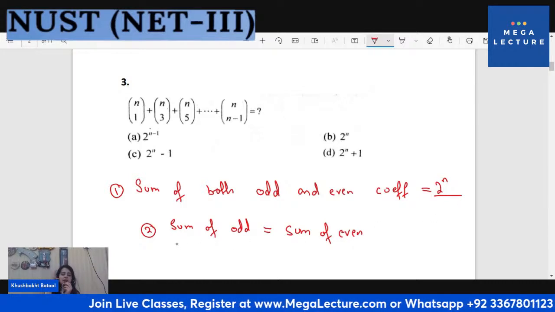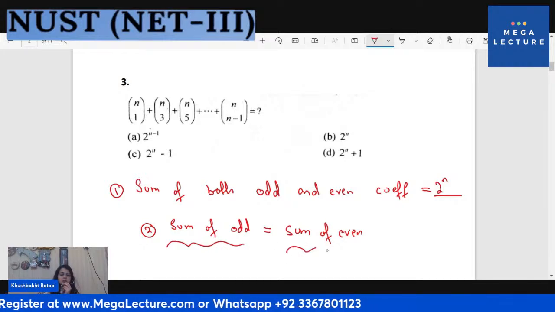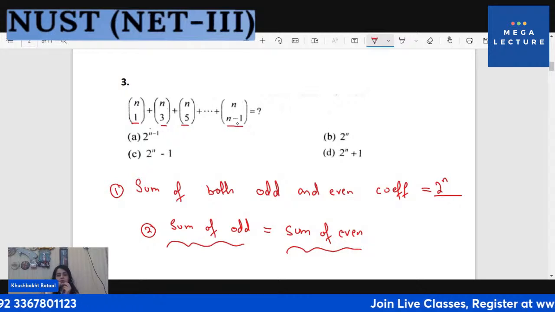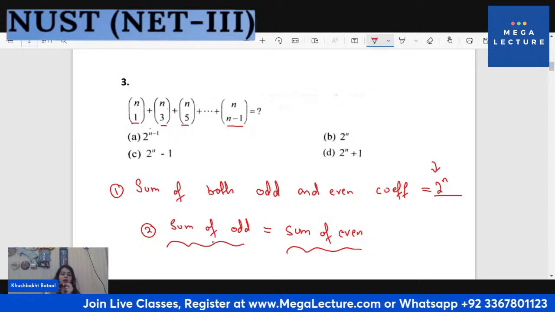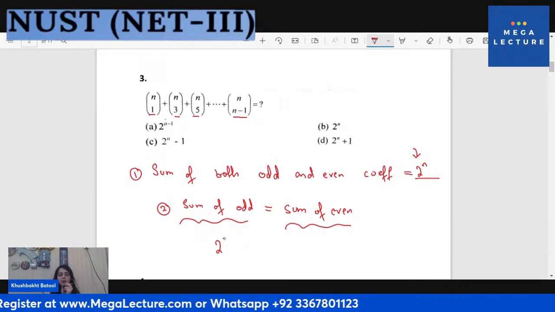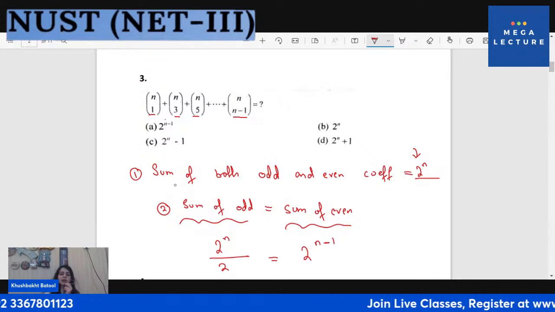And if we divide them, you would know that the sum of odd coefficients is equal to the sum of even coefficients. So the question is about 1, 3, 5, n minus 1. The question is about the odd coefficients. If in total it is 2n, and if I'm saying for odd and even it is the same, it would be the half of 2n. And the half of 2n can be written as 2 to the power n minus 1. So the answer is going to be A in this case.